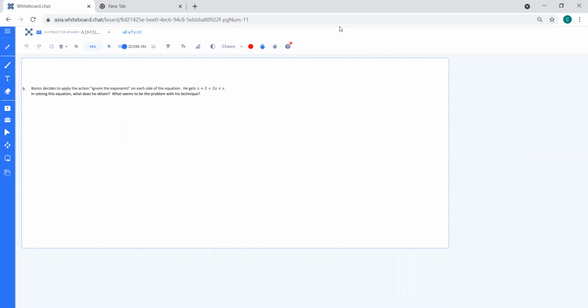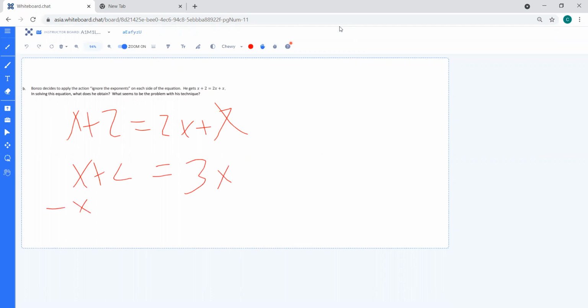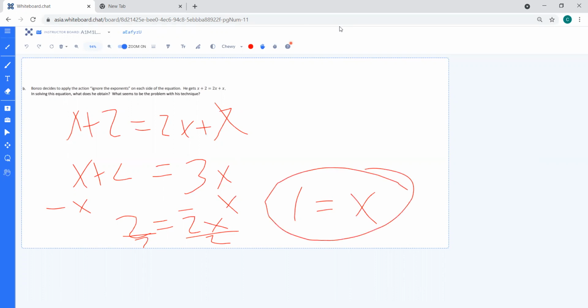So if we just do that, let's just solve it now. We have x plus 2 is equal to 2x plus x, which gives us 3x is equal to x plus 2. Subtract x, we get 2 is equal to 2x, divided by 2, divided by 2, 1 is equal to x. So we still get one of the solutions, but we don't have the other two. That is the only option for it. So no, it is not a good technique because you don't get all of the solutions.